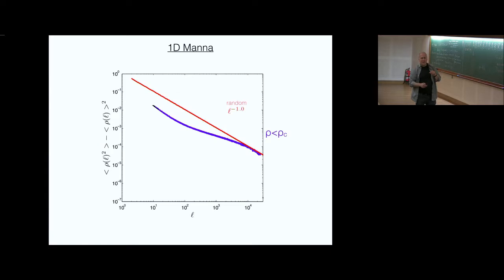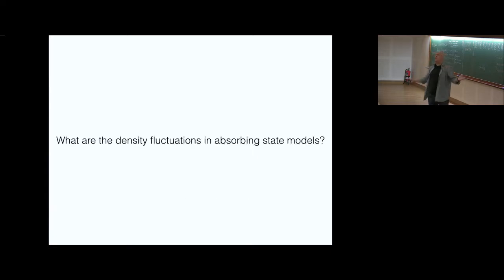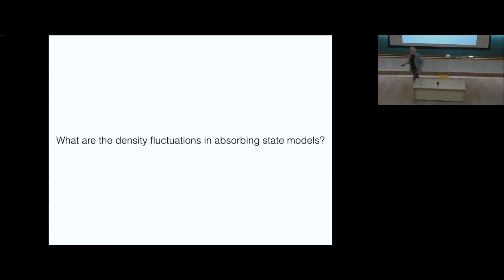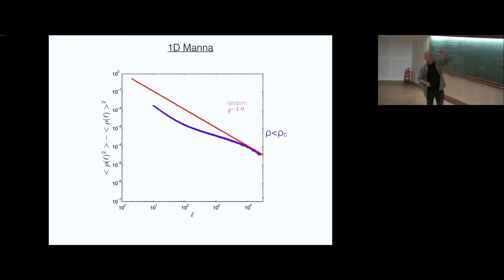So now I ask, what are the density fluctuations? We're wondering what happens at the critical point. Well, obviously, it's going to be hyperuniform, because otherwise, why would I have shown you this? So it is hyperuniform. Let me just show you how it is. So let me just study the density fluctuations. This is the 1D Manna model, which is the same as the other one, except in one dimension. It's the same thing otherwise.